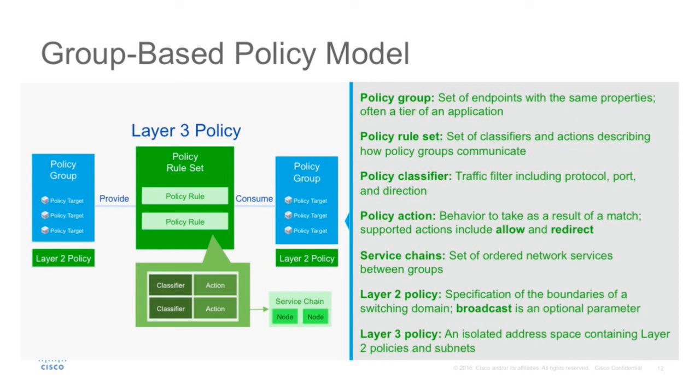We say, well, web can consume the rule set for the external access, which means people can get to the DB. Web can also consume the DB access, which means it should be able to talk to the database or the app tier. So that's how we actually do that. And then we have the layer 2 policies and layer 3 policies. We also have interaction with the external world.